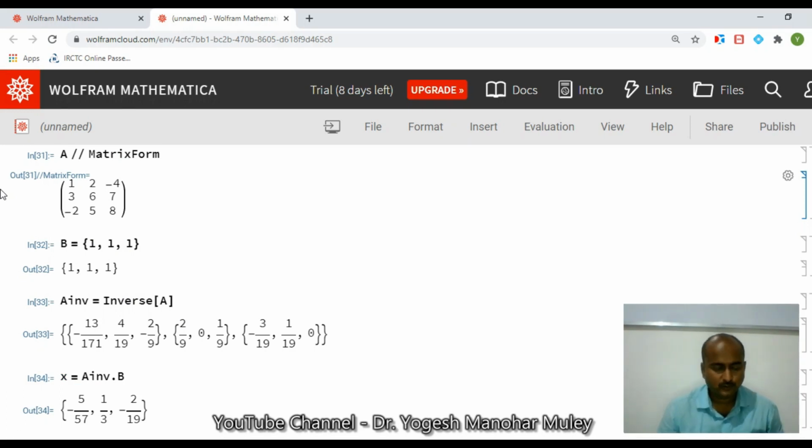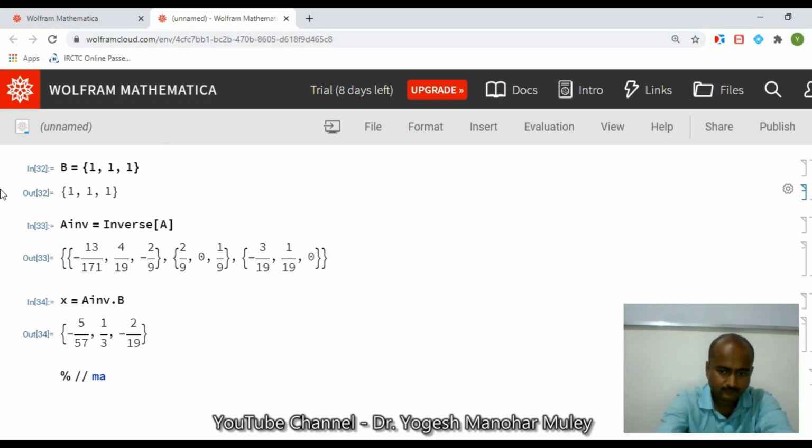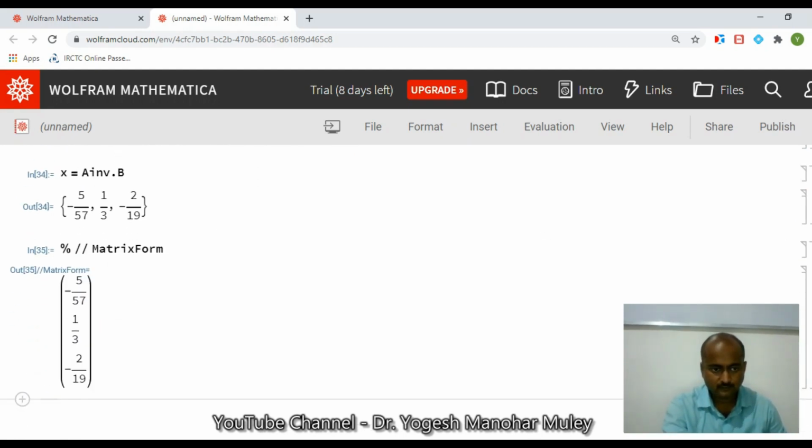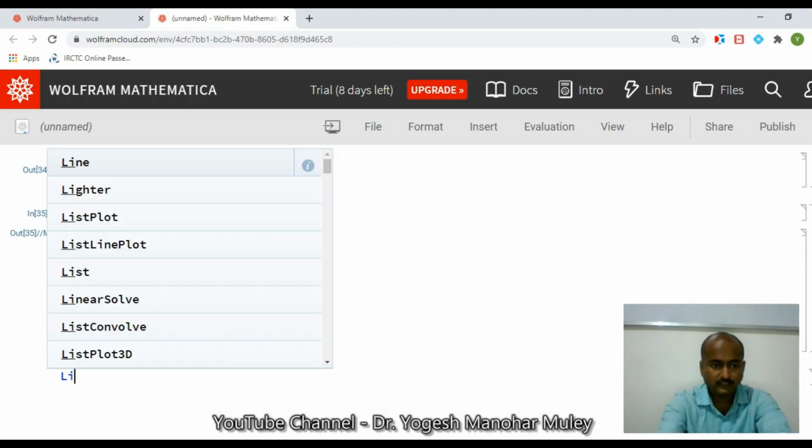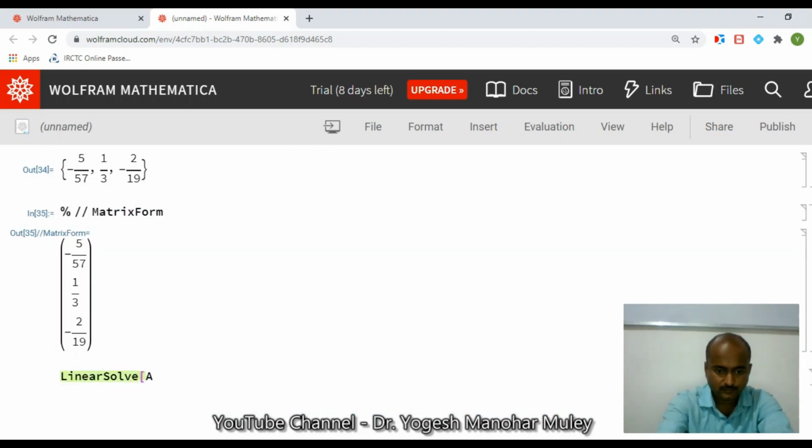So this is a unique solution for X. This means we are getting a column vector for X. So this is the required solution for X. With the help of this term we can find the solution for AX is equal to B. To find the solution for AX is equal to B, we have a command for this, LinearSolve, where we can substitute the values of A comma B. Directly you will get the required solution.